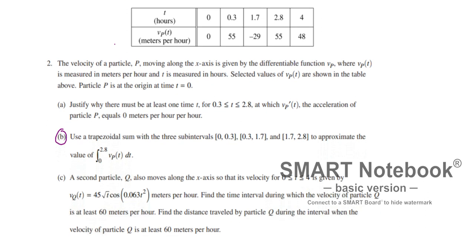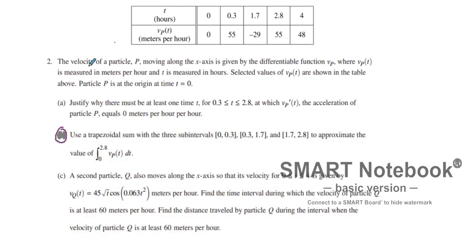So what we're given here is a table, and the velocity, and it says the velocity of the particle p moving along the x-axis is given by a differentiable function v of t, where v of t is measured in meters per hour, and t is measured in hours. Select values of v of t are shown in the table above. Particle p is at the origin at t equaling 0. All right, we can see that right there.